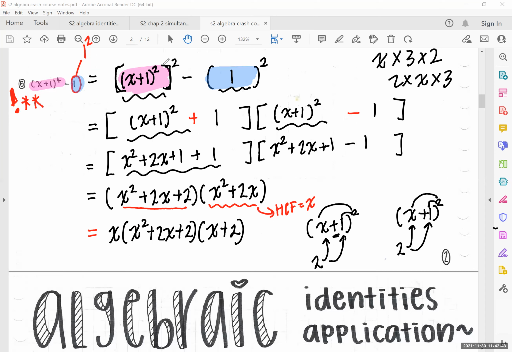Yes, in Sec 2, that's when students will start failing math. You will see. Because of algebra. Algebra is worth 50%.